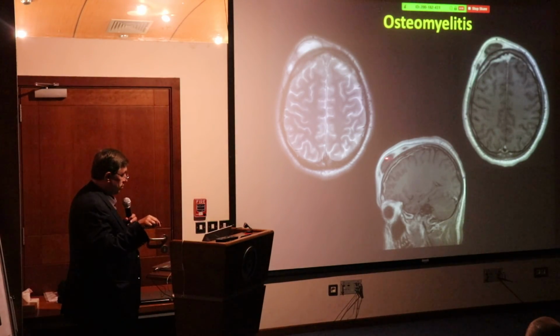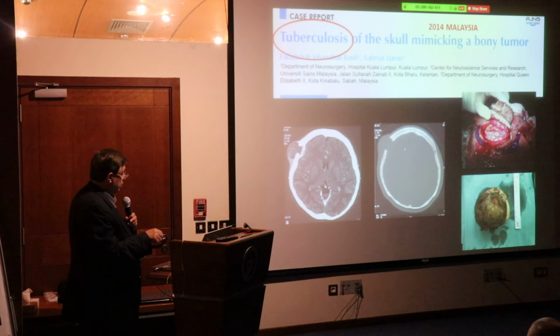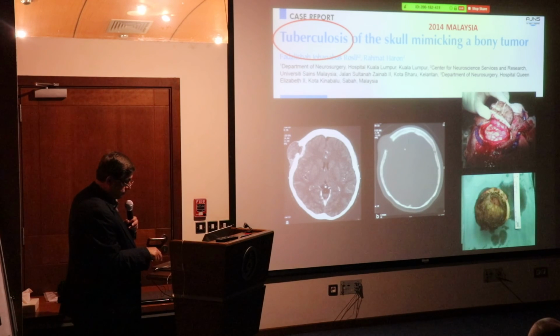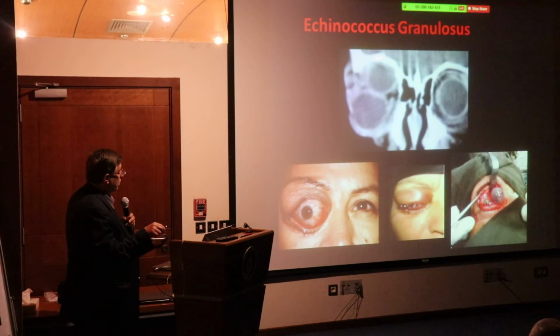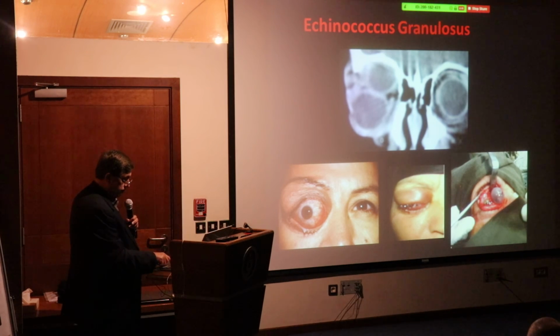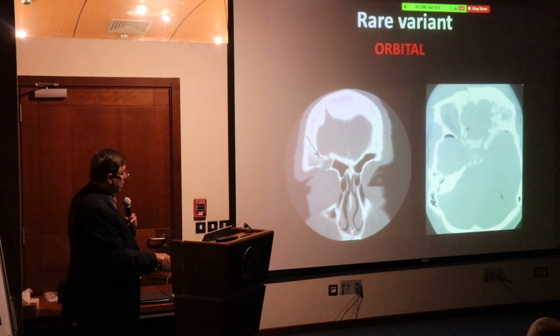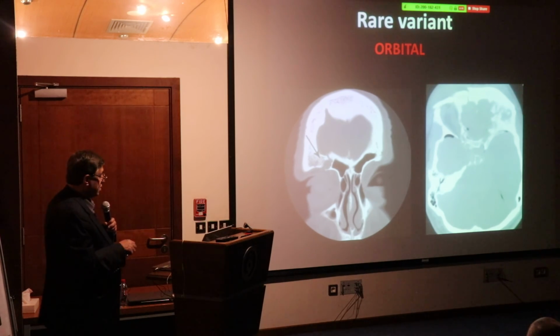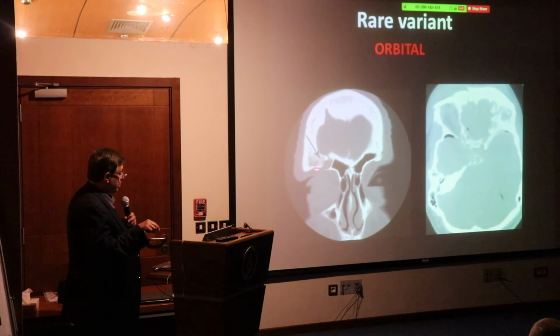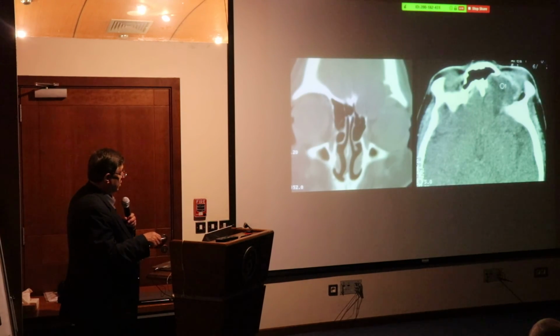Osteomyelitis of the bone, tuberculosis of the bone, paper from, I think, India, echinococcus granulosus of the orbit. The other type of these leptomeningeal cysts is when the cyst happens in the orbital roof. So there's a fracture in the orbital roof, like this, that will develop into a leptomeningeal cyst. Look at this here. Linear fracture causes complete resorption of the bone and formation of a cyst into the orbit.